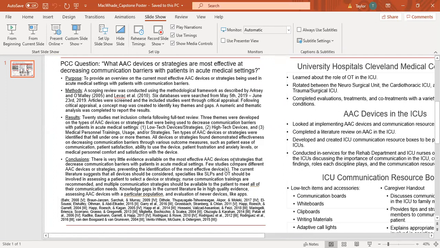There were 3 themes identified in the 20 included studies, including low-tech devices and strategies, high-tech devices, and then medical personnel trainings, usage, and/or strategies. All devices and strategies were found to be effective, therefore they should all be considered with patients in acute medical settings. Factors that increase a device's effectiveness include evaluating the patient as a whole, utilizing multiple healthcare professionals like speech, OT, and nursing, and then utilizing multiple strategies or devices to help meet all of patients' communication needs.